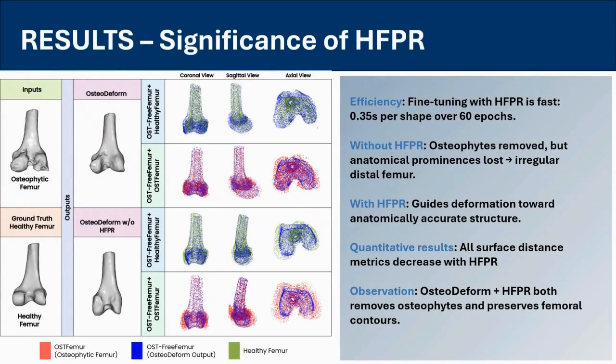Coming to the significance of HFPR, we fine-tuned the model with an additional constraint called HFPR, healthy femur prior retrieval, which has already been briefed in the methodology section. Without HFPR, the model removes osteophytes but provides irregular and anatomically distorted structures. With HFPR, Osteodeform not only removes osteophytes but also preserves the anatomical contours.